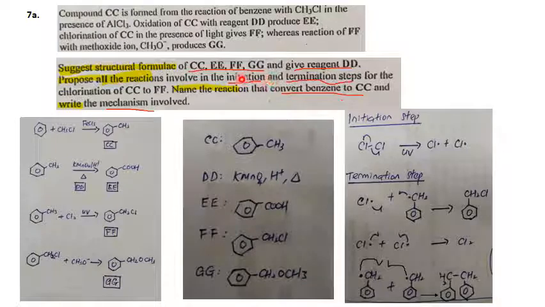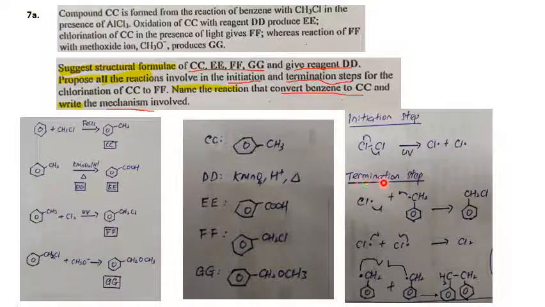And then the question continues: propose all the reactions involved in the initiation and termination steps for the halogenation of CC. So this is free radical substitution. In total there are 3 steps, but the question asks for just the initiation step and the termination step. So for the initiation step, the molecule undergoes homolytic cleavage when sunlight is provided, because sunlight provides the energy to make sure homolytic cleavage happens and then forms free radicals.